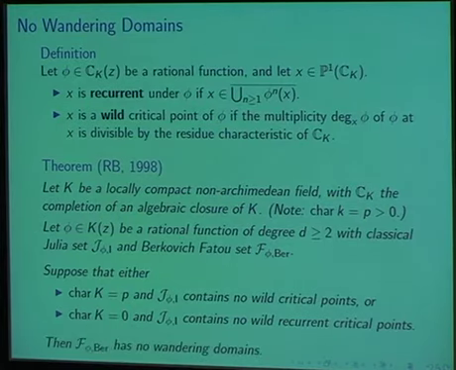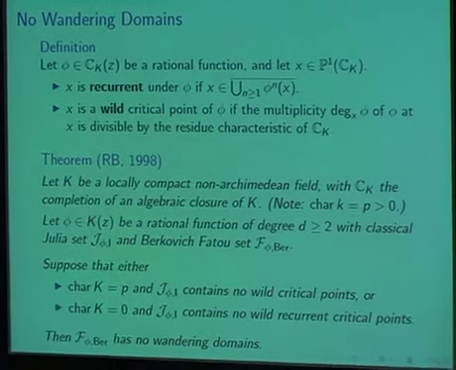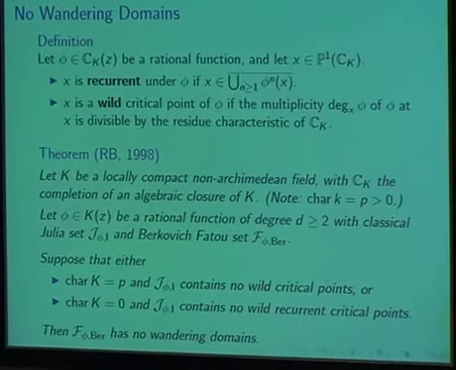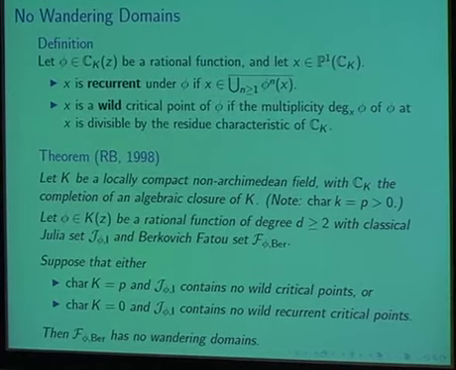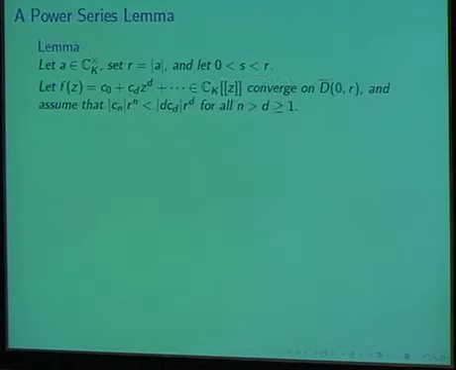One is, on the one hand, the field. Please note, phi is actually defined over a locally compact field. We're working over C_K, which is not locally compact, but the function itself was defined over a locally compact subfield. So that was one assumption. And the other technical assumption was this: either no wild critical points or no wild recurrent critical points in the Julia set. And so, the hope was these are just technical assumptions that I needed to make the proof work, and we really shouldn't need those.